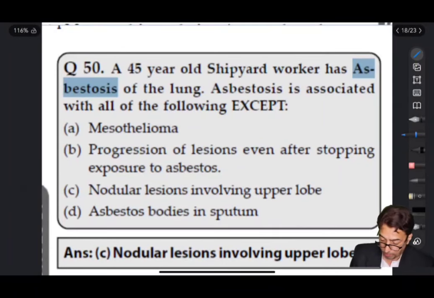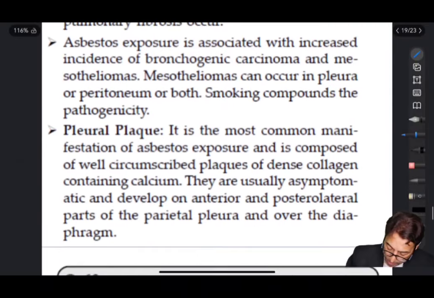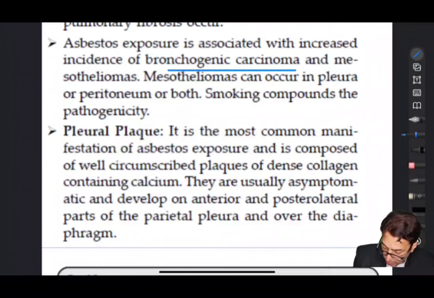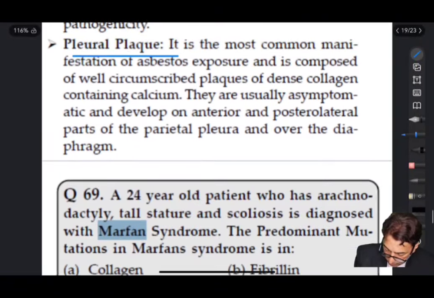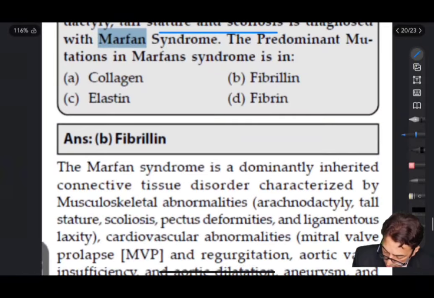Now, even the question, in the FMG question, it was not mentioned. Shipyard workers are especially associated with asbestosis. And now, rest of the things about asbestosis, I have mentioned to you. Bronchogenic CA association, pleural plaques, and other things. Marfan syndrome, question number 69. I think questions in a row which have been asked. I mentioned tall stature, scoliosis is an additional feature which you can remember, and fibrillin gene.